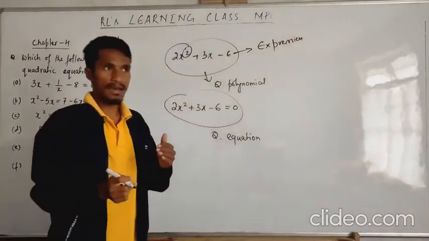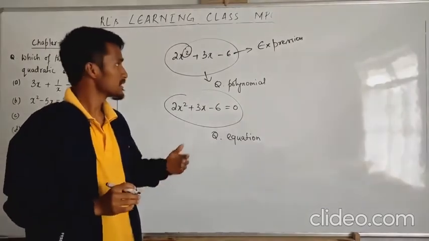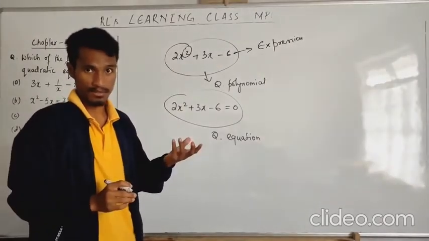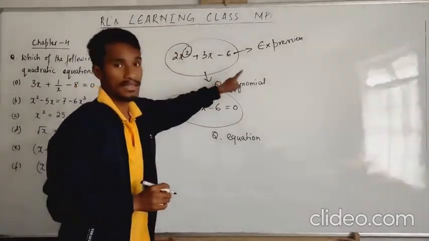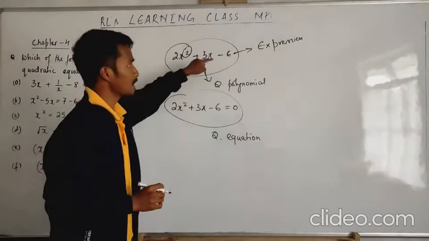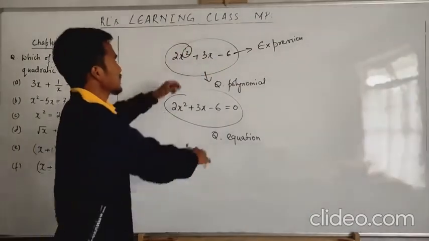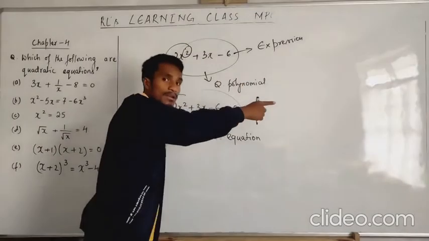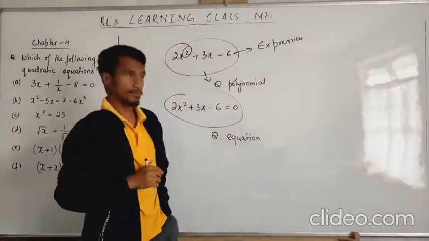I have given some videos about introduction to algebra. There, this we call an algebraic expression. Then this algebraic expression has a particular name, that is quadratic polynomial. Why is it called quadratic? Because the degree of this expression is 2. But now if we equate this whole quadratic polynomial to 0, then we call that a quadratic equation.